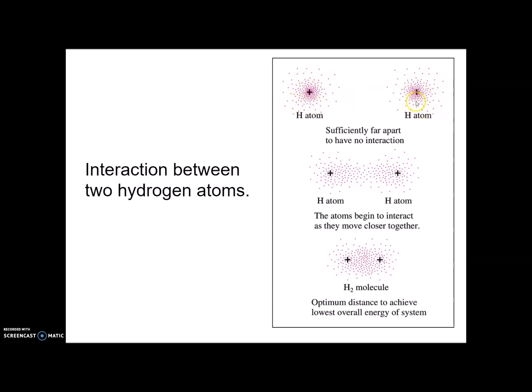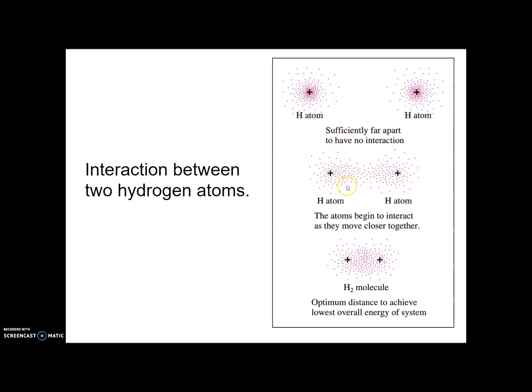Here's another hydrogen atom. Now notice, since the electron distribution for either of the two hydrogen atoms is not anywhere close to the opposite atom, those two hydrogen atoms are sufficiently far apart to have no interaction, meaning they could be miles and miles apart, and it would be no different than their current distance, which is maybe even a fraction of a centimeter. And keep in mind, atoms are extremely small.